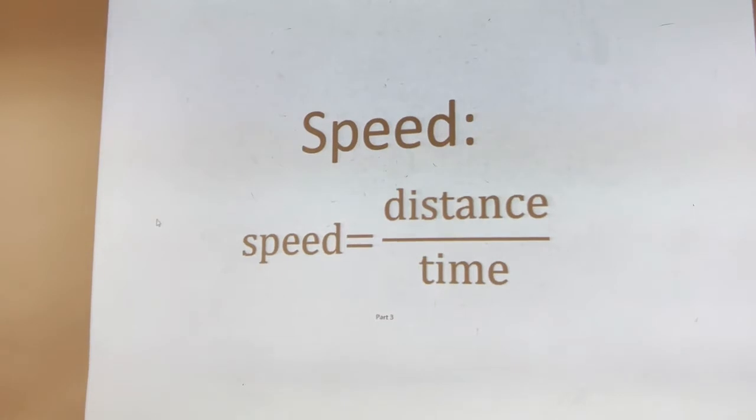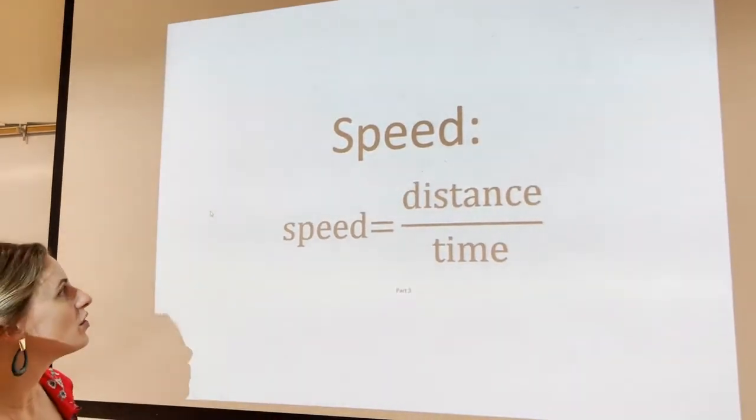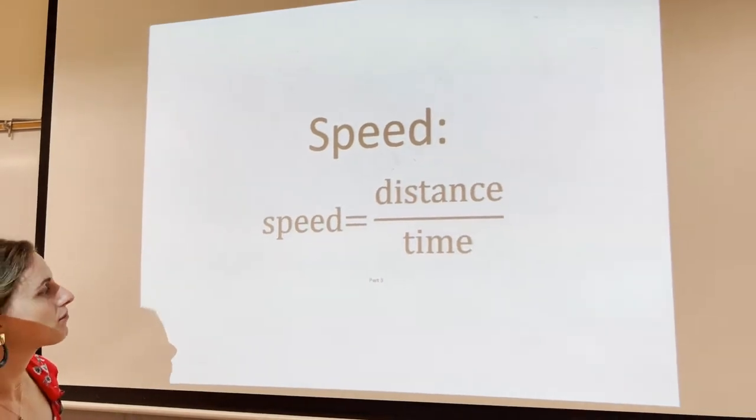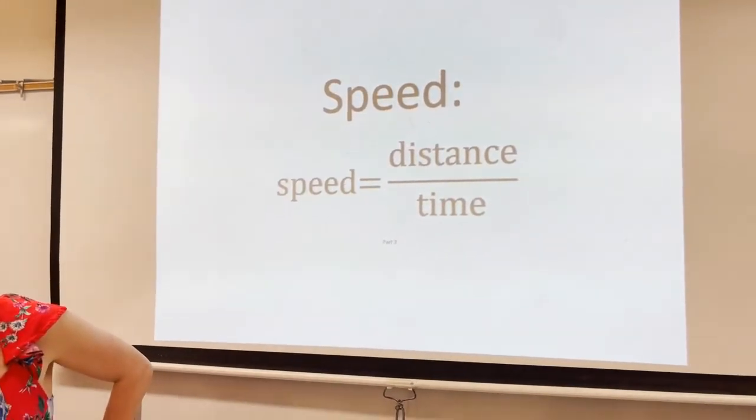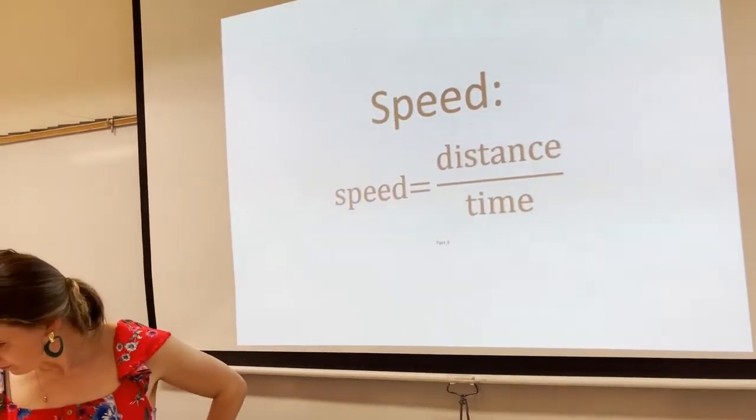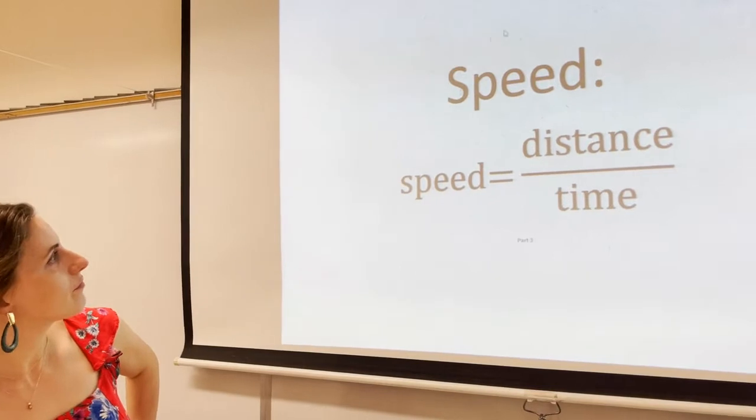Okay, so I've got that part done. And then you guys all know our lovely equation. Speed is distance over time. And we did this yesterday in the lab. We took 8 meters divided by how much time it took and 4 meters divided by how much time it took. And that's how fast the wave went.